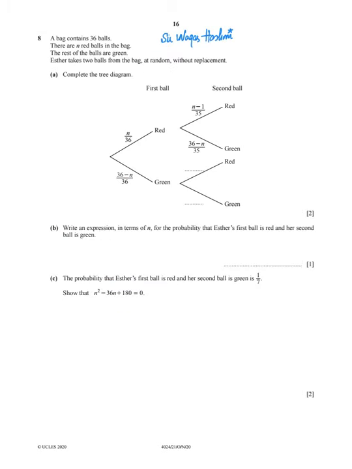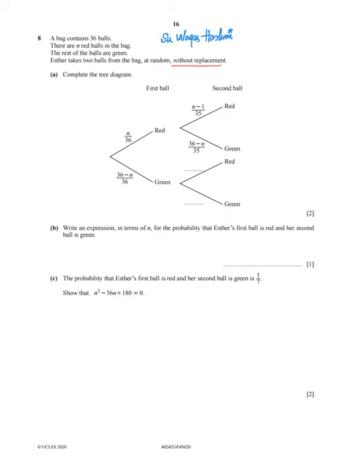It's question number 8 from the topic probability. It says a bag contains 36 balls. There are n red balls in this bag. The rest of the balls are green. Easter takes 2 balls from the bag at random without replacement. So that is an important word because it will change the sample space of the event.